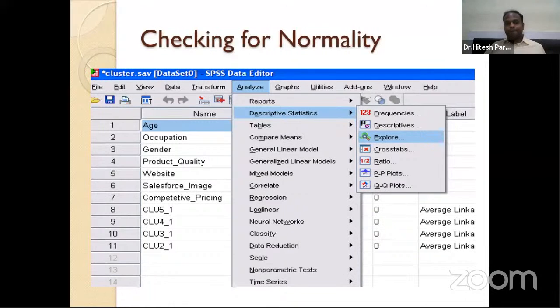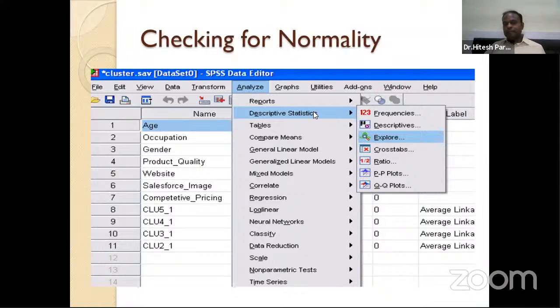Now, what we are doing with respect to gender, age, occupation, and cluster, we would like to see the average values of these 4 variables. But we need to check the normality first of all, because the data are parametric obviously, but only if it is normally distributed will we go for a parametric test.